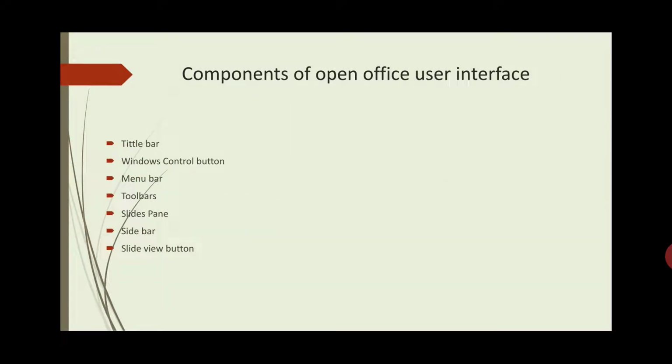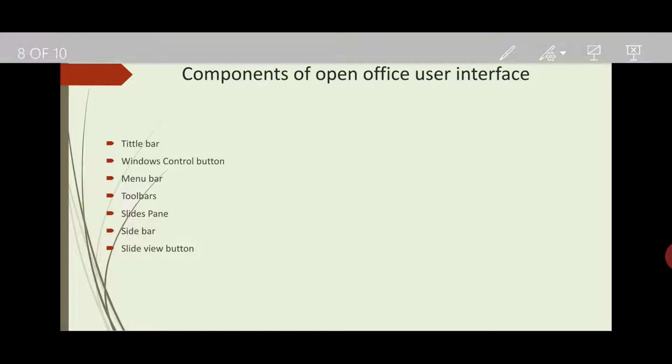Next comes the components of the OpenOffice user interface. It means what are the different components that are used in OpenOffice Impress. First, it is the title bar. The title bar displays the name of the application and presentation.